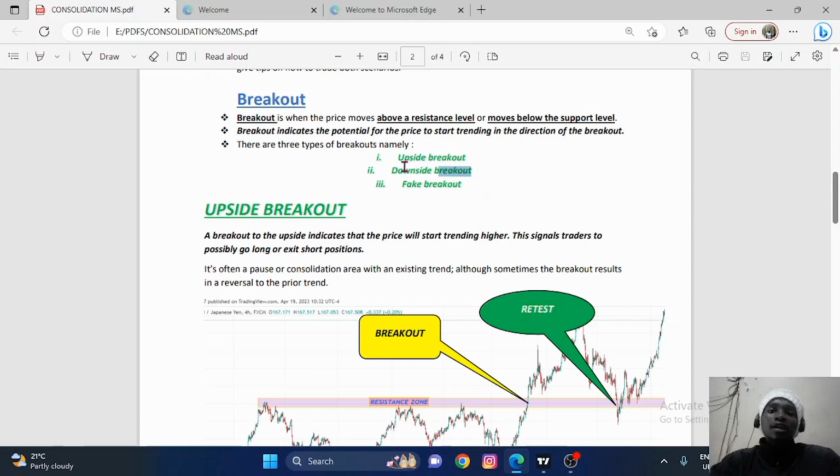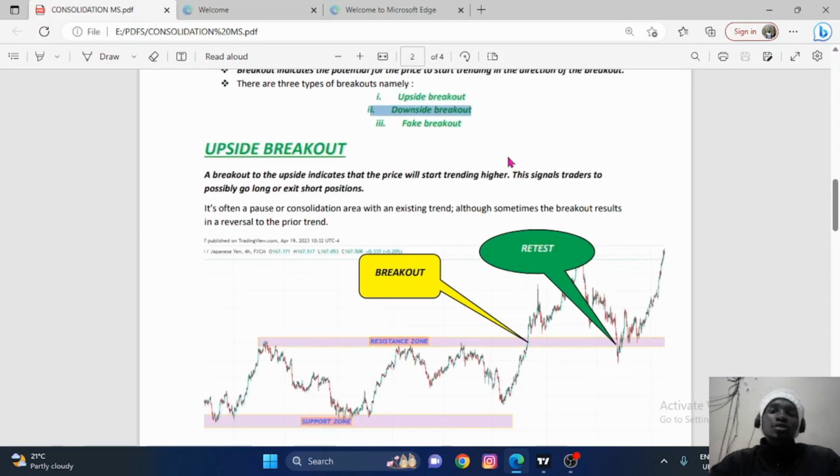Now we have another one, which is the downside breakout, when the market breaks the support. I will discuss them one by one. And then we have the last one, which is the fake breakout. This is when the market breaks a resistance but fails to have the power or liquidity to move in the direction it has broken.